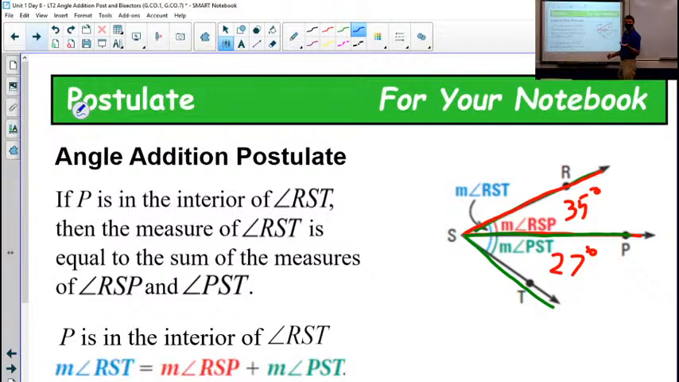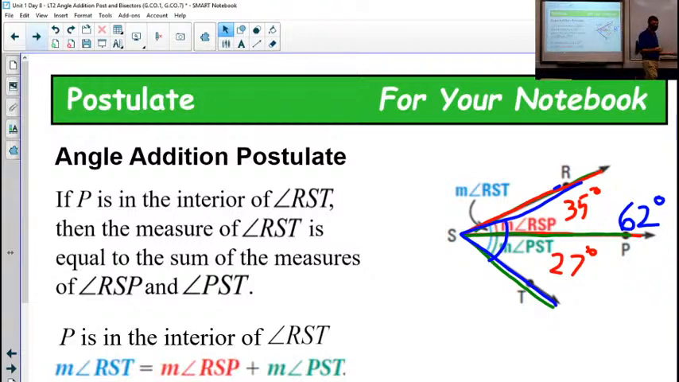Then I could say that the entire angle, RST, in blue, R to S out to T, the entire angle, we just take the pieces and add them together. 35 and 27 would be 62 degrees for the measure of the entire angle. So it's more or less saying the same thing that the segment addition postulate says. It's just with a different type of diagram, but it's the same idea. Add the pieces together, get the whole thing.